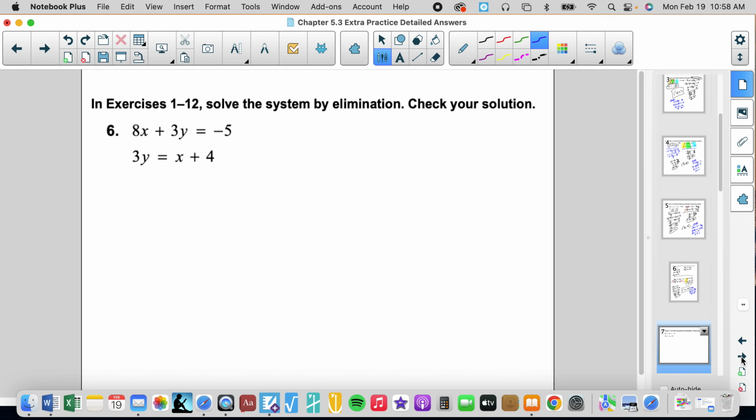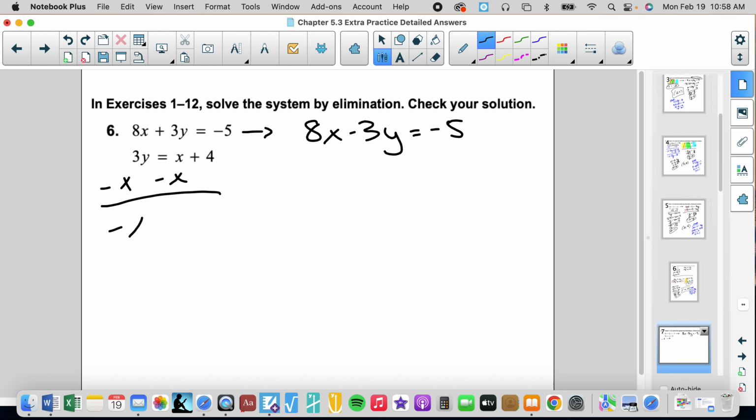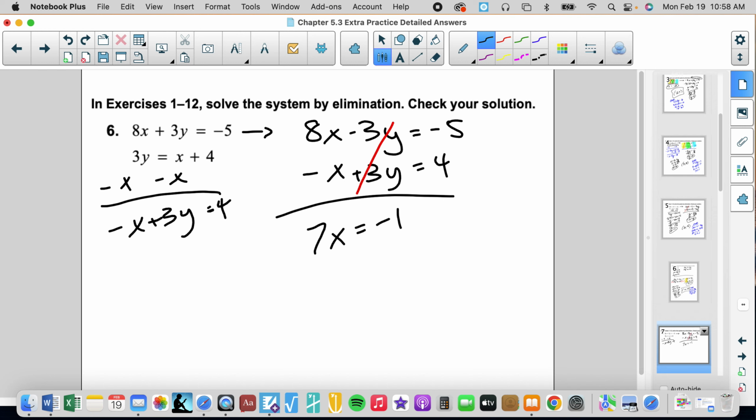All right. Now, well, no, I wondered when they wanted us to. So we're going to put it in the same format first. We may have to manipulate the equation in order to cancel. So if we subtract x from both sides, we get -x plus 3y equals 4. That actually worked. My y's are going to cancel. I'm left with 7x equals -1. Divide by 7, x equals -1/7. Is that true? No. Mr. Mac made a mistake.